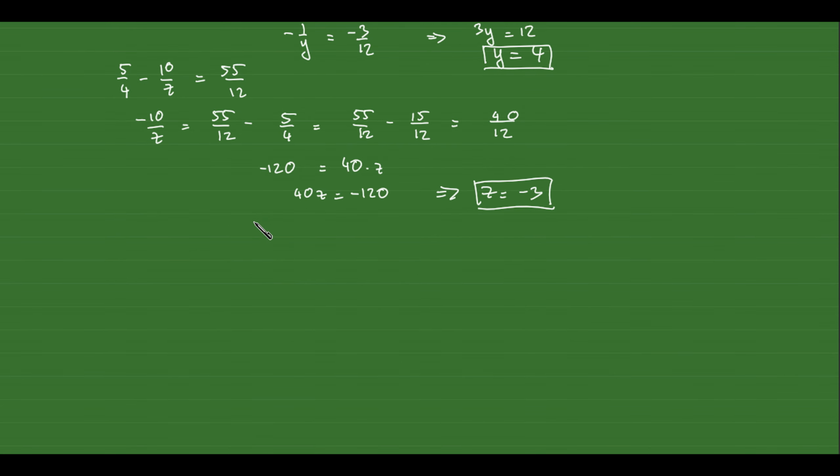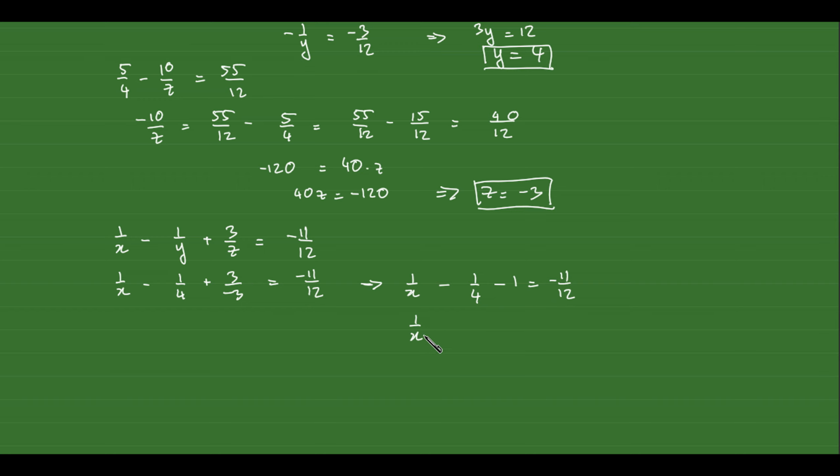And then you can plug into the original equation to find x. So the original equation is 1 over x minus 1 over y plus 3 over z equal to negative 11 over 12. You want to find x, right? So y is 4, so 1 over y is 1 over 4. z is negative 3, so 3 over z is 3 over negative 3, equal to negative 11 over 12. So 1 over x minus 1 over 4 minus 1 equal to negative 11 over 12. 1 over x, this gives you negative 5 over 4, equal to negative 11 over 12.